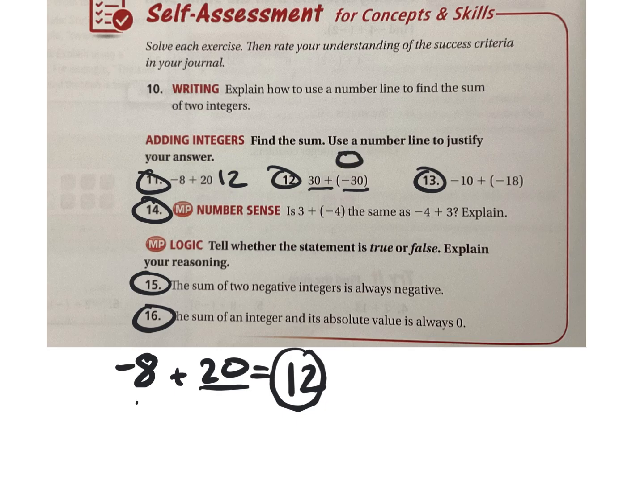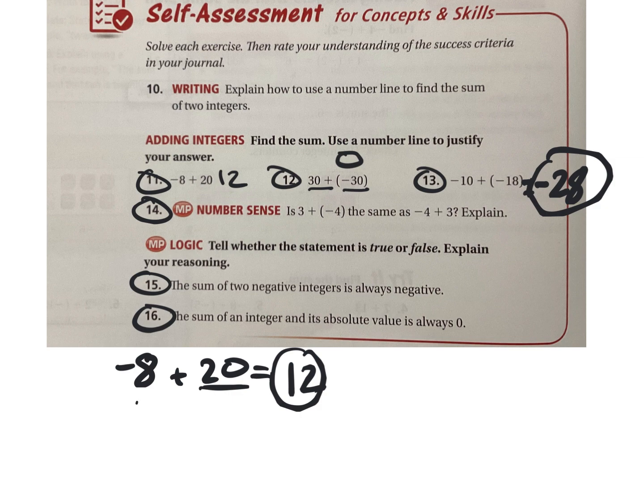Number 13, you have a -10 plus a -18. Those have the same sign. So all we have to do is we have to add the absolute values of each of those and include the same sign. So 10 plus 18 is 28. And the sign that both of them have is negative. So my answer is a -28.